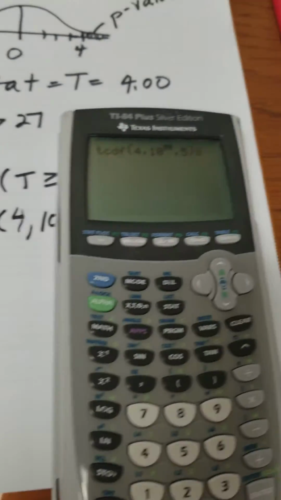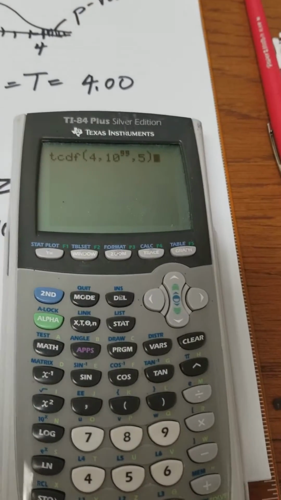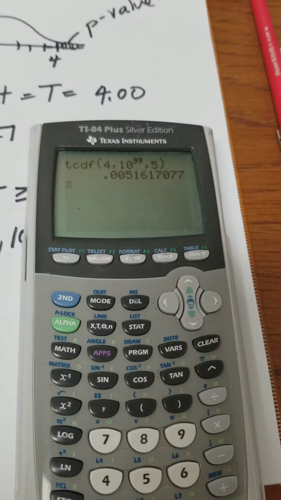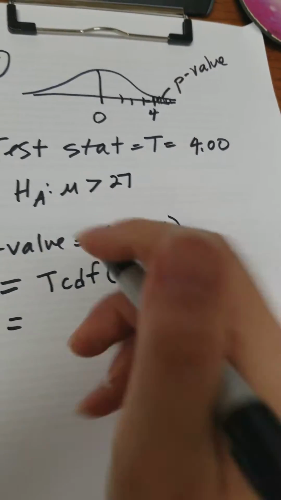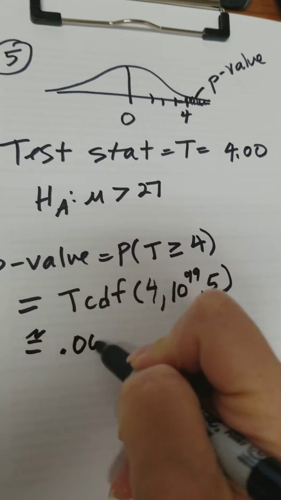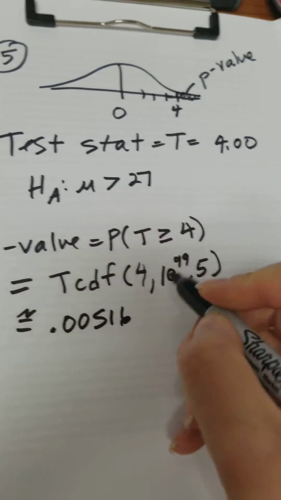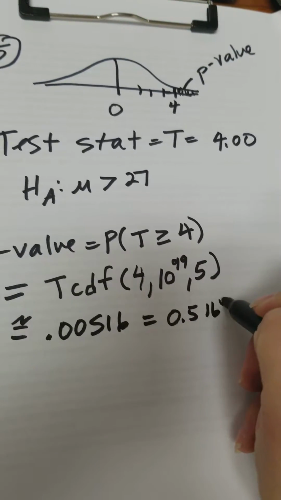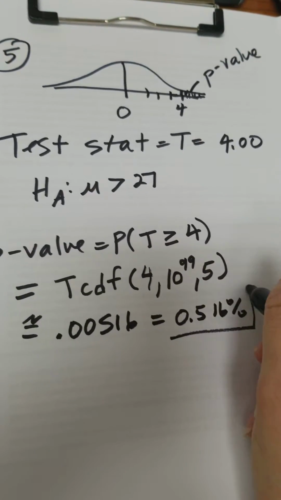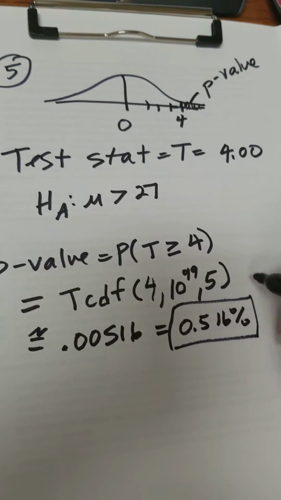And our calculator says we get something... Okay, it's still waiting for me to push enter. 0.00516 about. So percentage-wise, that's roughly 0.5%, a little bit more than 0.5%. Okay, and what we just found is our p-value.